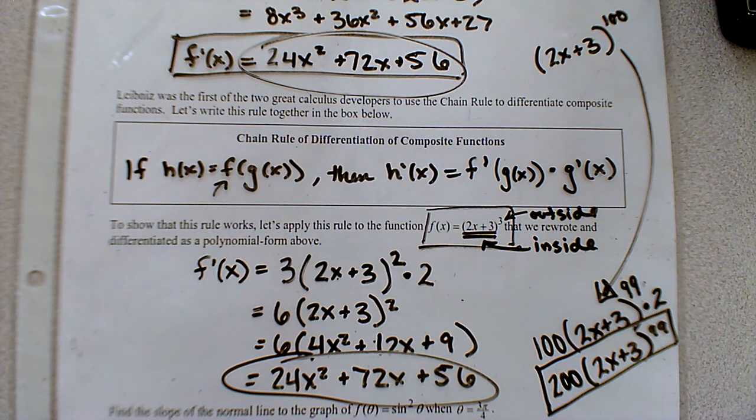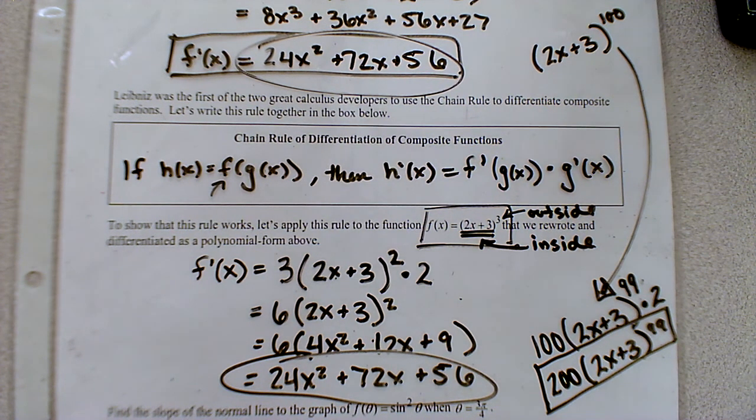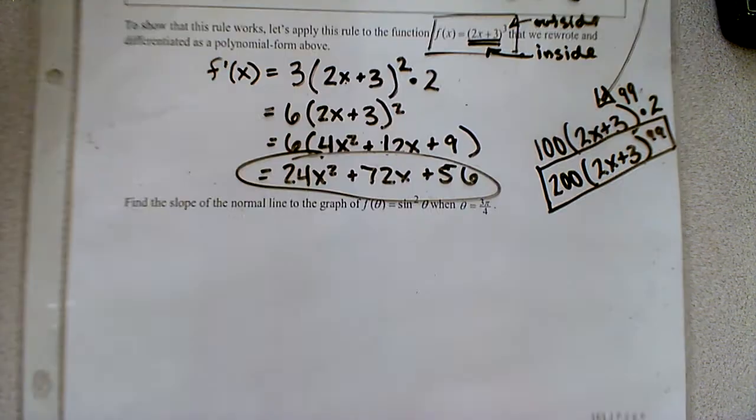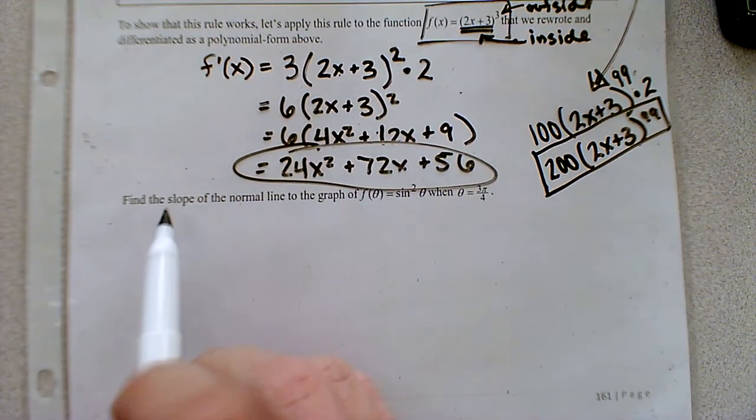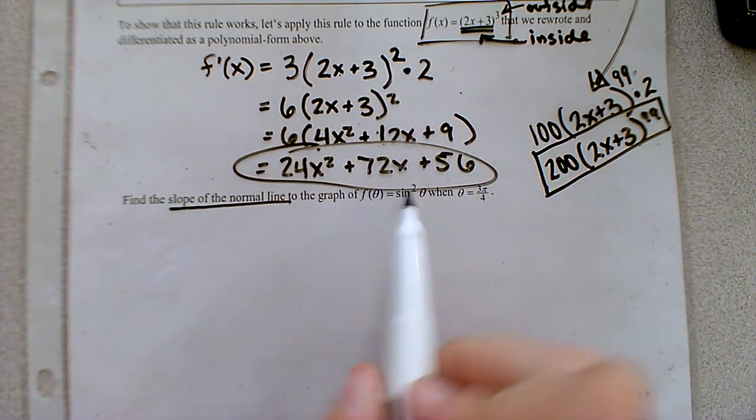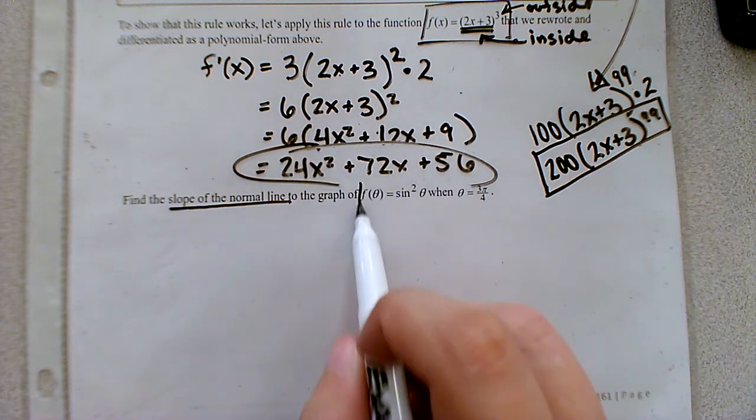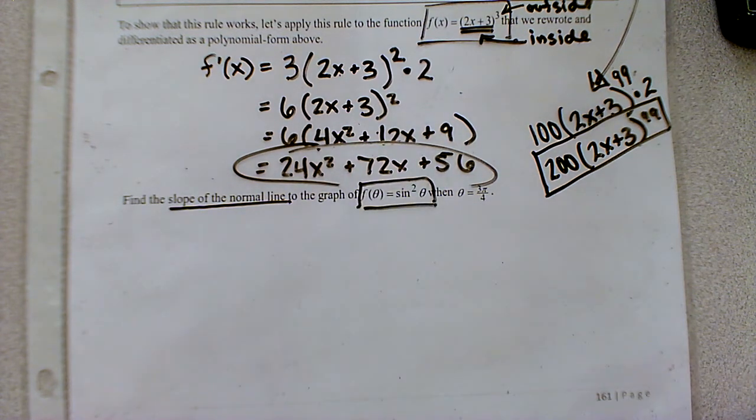So this chain rule is really handy when we have inside and outside pieces or functions to take into consideration. Let's take a look at a trig example. So find the slope of the normal line if your function is sine squared. And specifically, we're going to use the point 3 pi over 4.